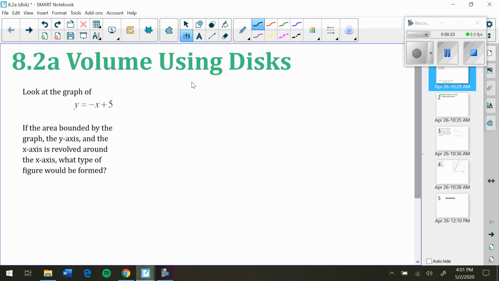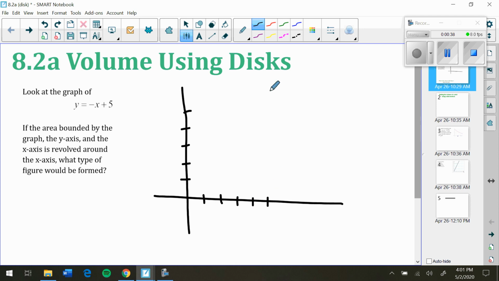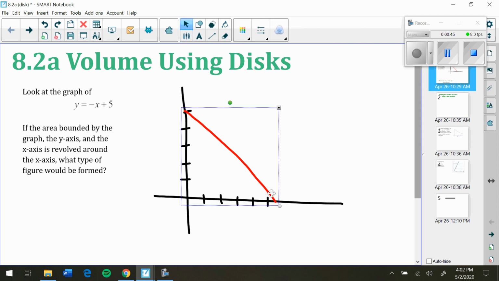Okay, that graph is not here. We're going to draw it. So negative x plus 5, we know it has a y-intercept of 5. 1, 2, 3, 4, 5. And a slope of negative 1, which means 2, 3, 4, 5. It is going to go from here to there. Okay, I'm going to make that a little nicer.